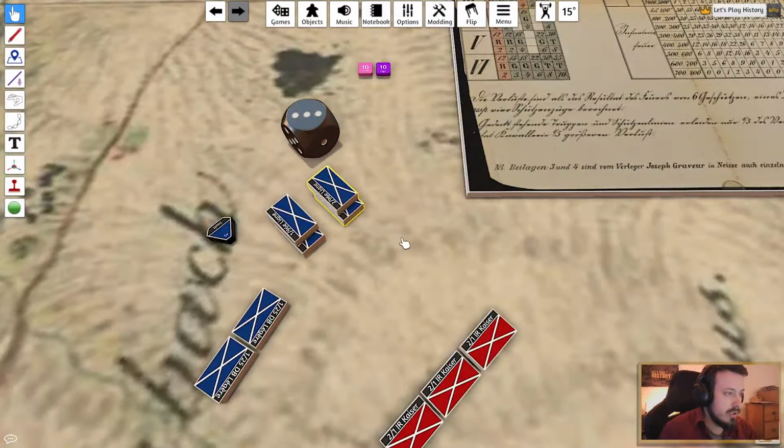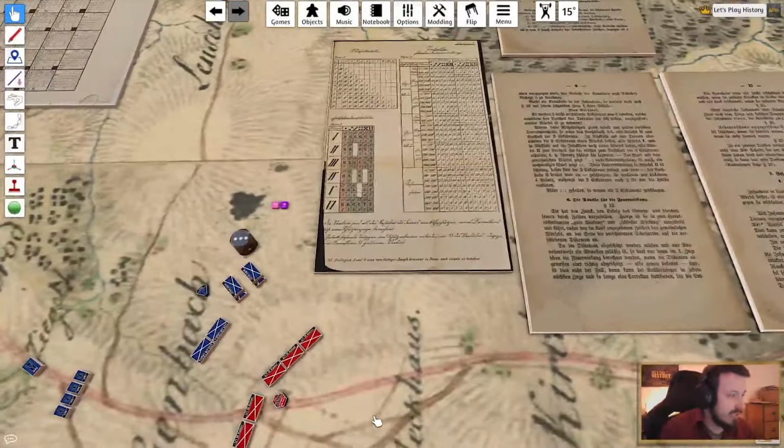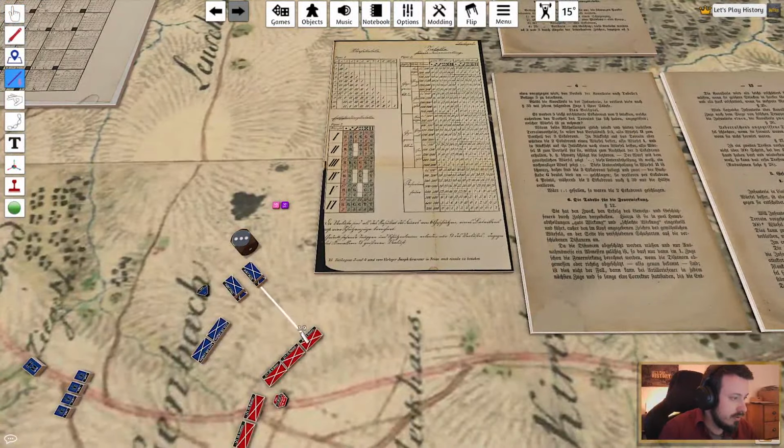I leave them there for the moment though. How many paces do they have to walk? 400. Usually infantry would be able to move 200 paces in 2 minutes, but because they are attacking, they can move 250, so 2.5 in this case.